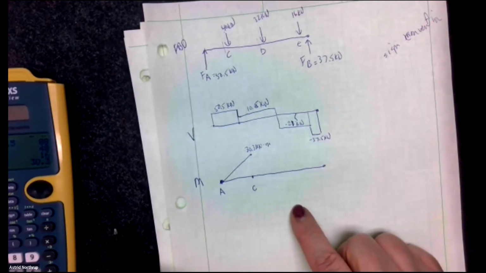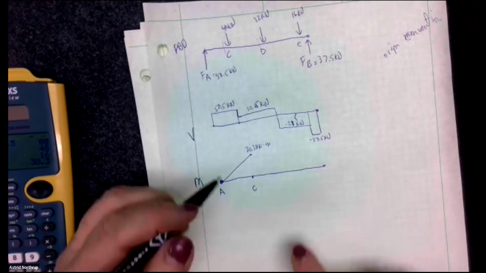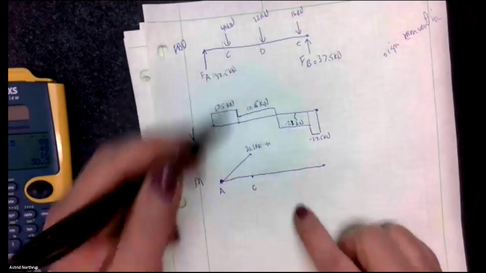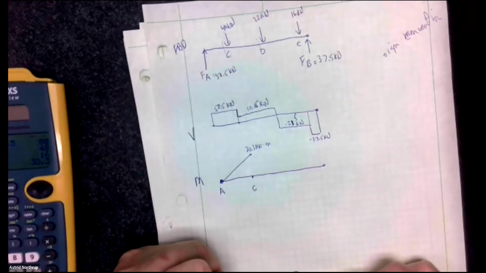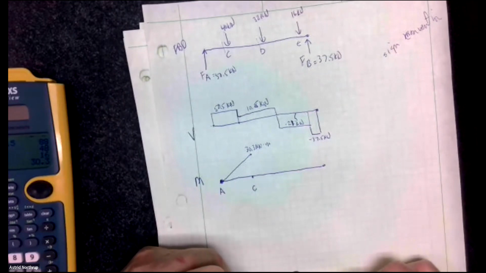Now, let's take a look at the second chunk where I'm going from point C to point D. I have 50.5 kilonewtons here.